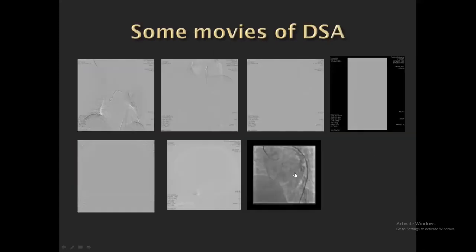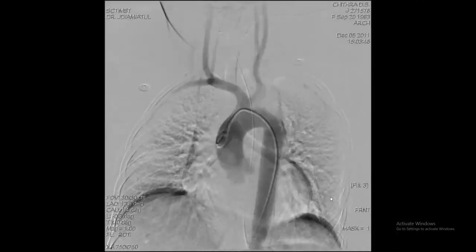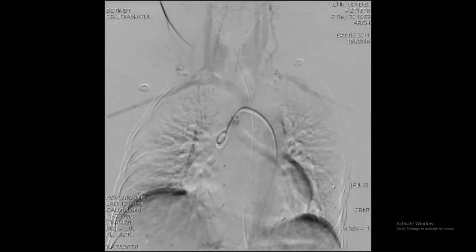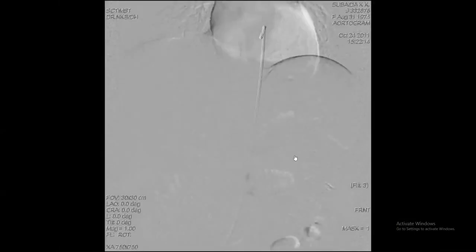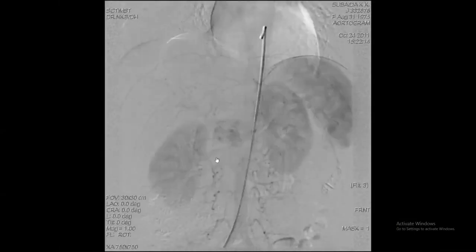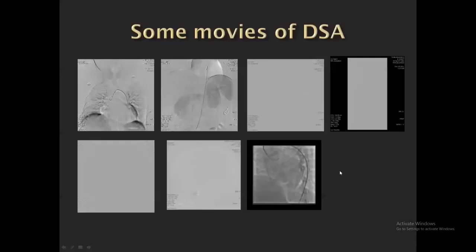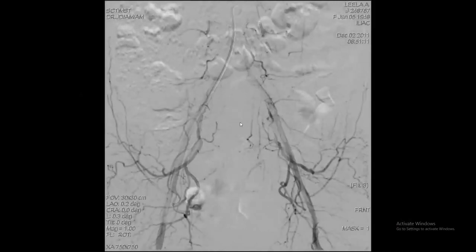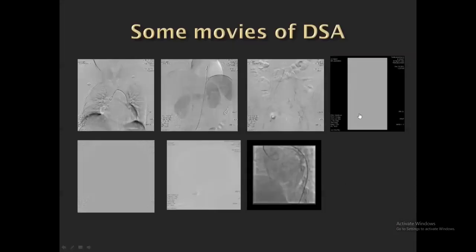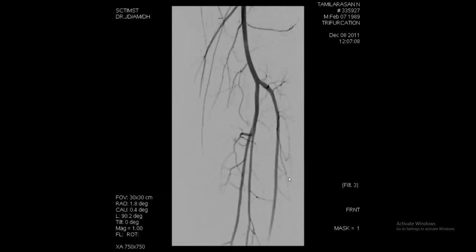Then finally, before concluding, we can see some examples of DSA. This is an aortic arch angiogram. This is an abdominal aortic angiogram. You can see renal arteries, all blood vessels. This is again the iliac arteries, aortic bifurcation. Here you can see the femoropopliteal junction. This is a popliteal artery dividing into tibial arteries.